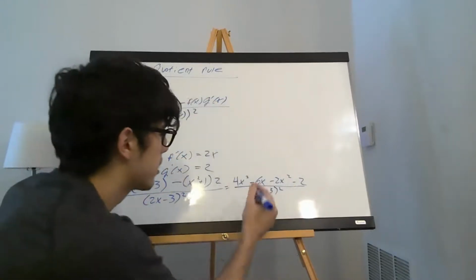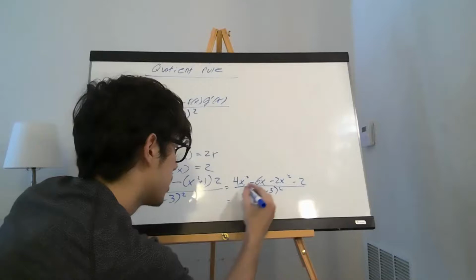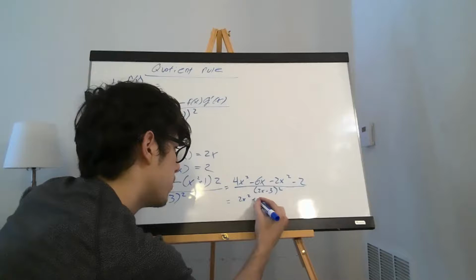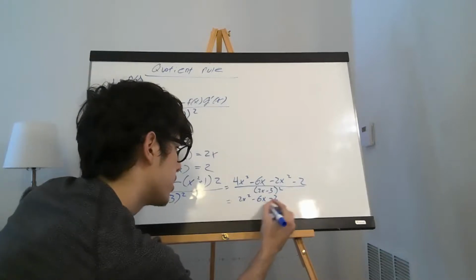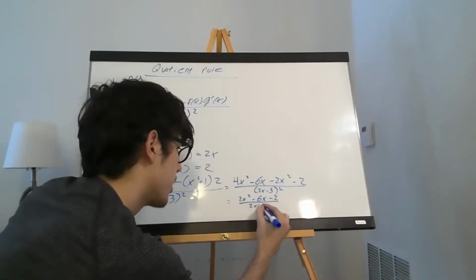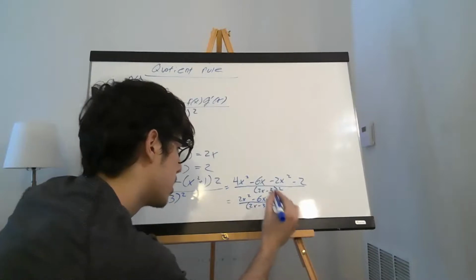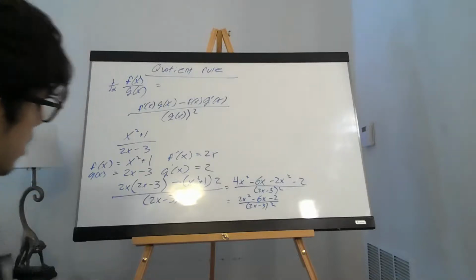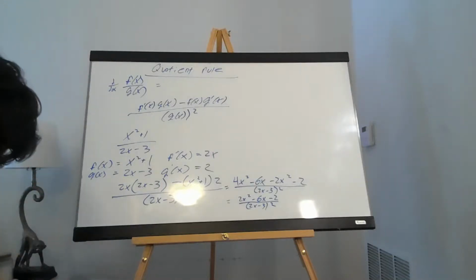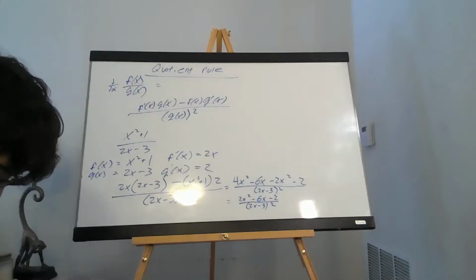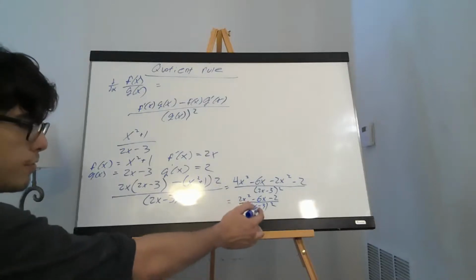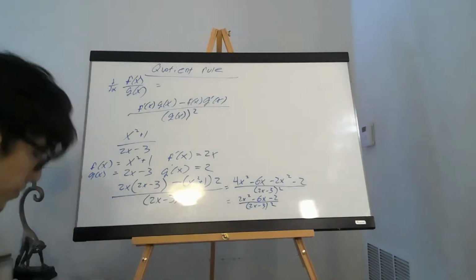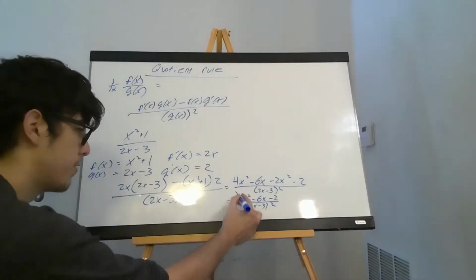So let's cancel some like terms, and that's going to give us 2x squared minus 6x minus 2 all over 2x minus 3 squared. Let me double check this. Yeah, so you could leave it here. If you FOIL this one out, it's not going to get you any further. It's not going to cancel anything, but most professors would accept this as a finalized answer.